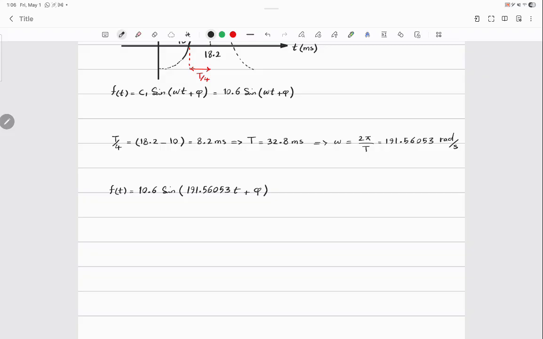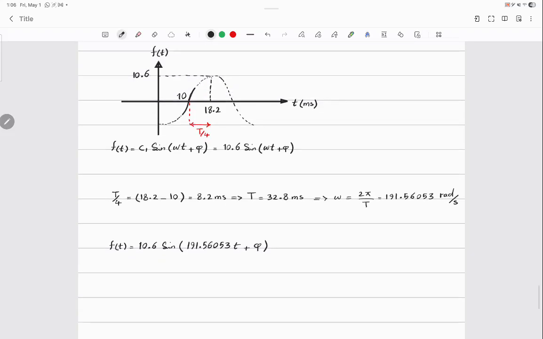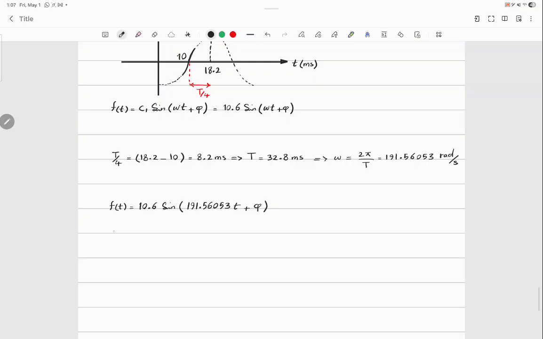What should I do? Plug in 10 milliseconds for t. Which one is easier to plug in, 10 or 18.2? 10. Why? Because the sine becomes 0, and it's easier to work with the 0 on the other side.